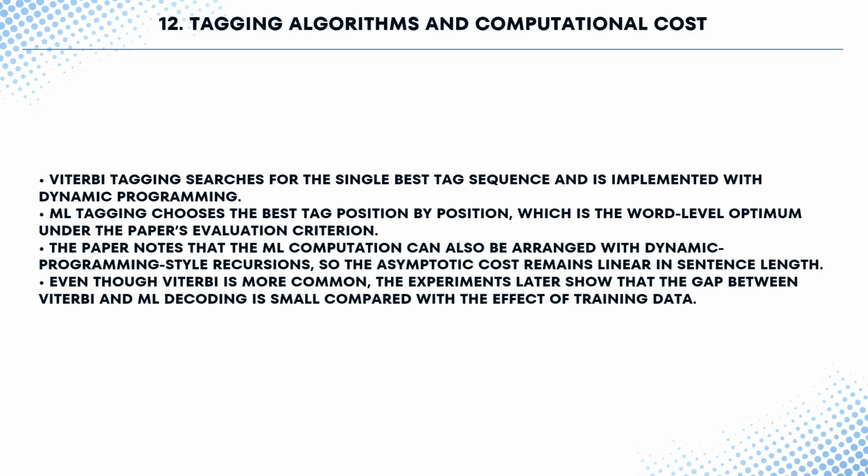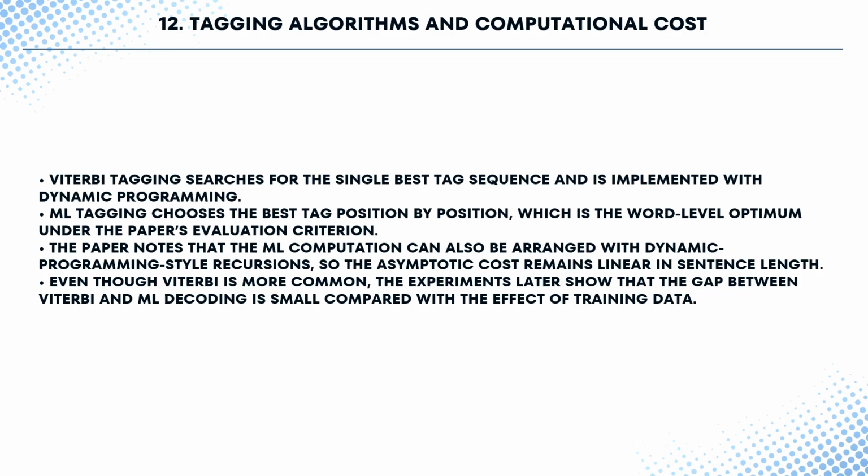Second is maximum likelihood tagging, which is a word-level tagging. Here, instead of selecting the full sequence, we select the best tag for each word individually. So for each position, we choose the tag with the highest posterior probability. The difference between the two is that in Viterbi, we do sequence-level optimization, and in ML tagging we do word-level optimization. Even though ML tagging aligns better with evaluation word accuracy, Viterbi is more commonly used because it is simpler, more stable, and produces valid sequences. So there is a trade-off of global consistency versus local optimality.